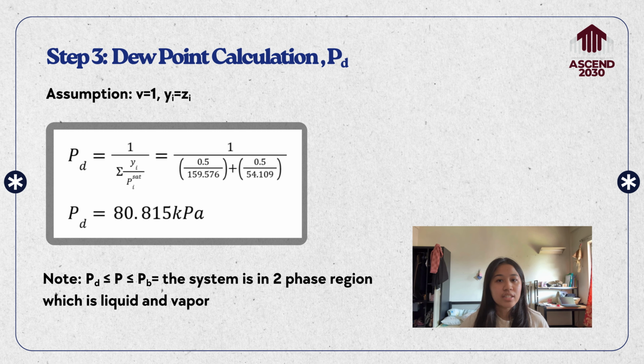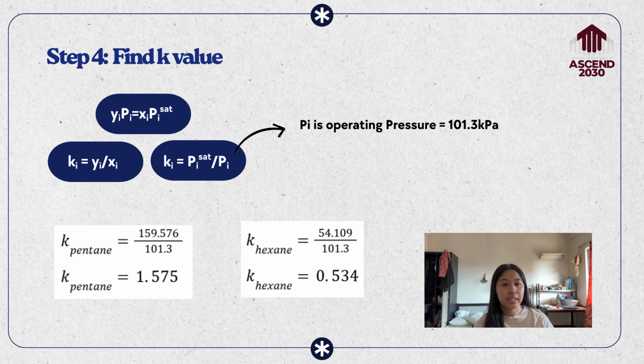kPa. Since our operating pressure 101.3 kPa lies between the dew point pressure and the bubble point pressure, that means the system is in the two-phase region, meaning both liquid and vapor are present simultaneously. In step 4, we will find the K value. The K value is defined as the ratio of the vapor mole fraction divided by the liquid mole fraction.